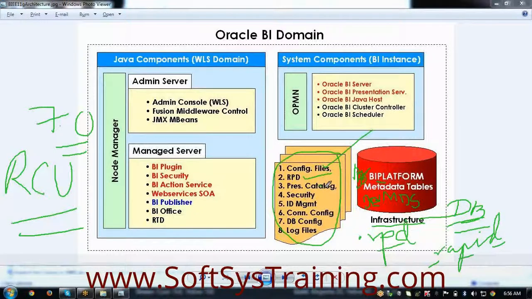Next, your presentation catalog, which is nothing but a normal folder, also called the web catalog. What does this do? It is used to store all the objects that you have created. Whether you have created a prompt, a report, a filter, or a dashboard, all those objects will be stored in a default folder called the catalog, or presentation catalog, or in other words, the web catalog. Then security identity management talks about the security concepts.